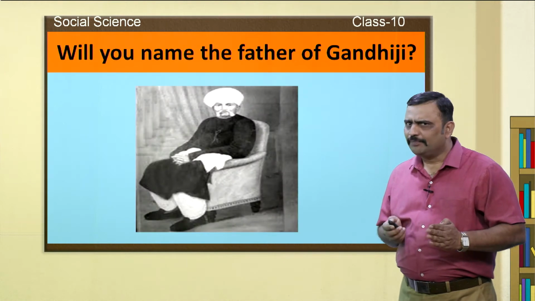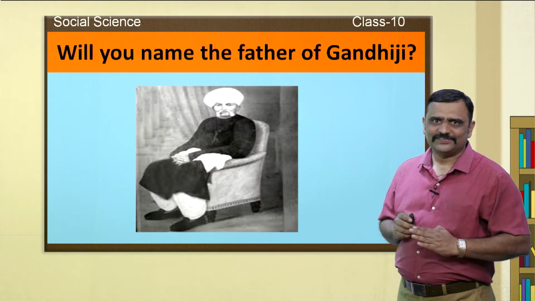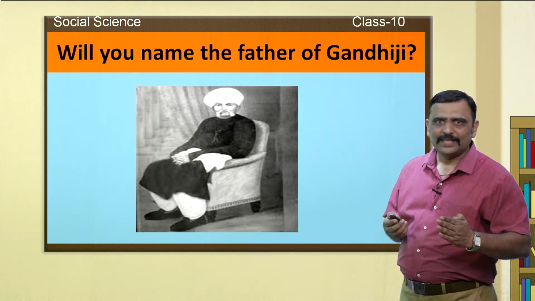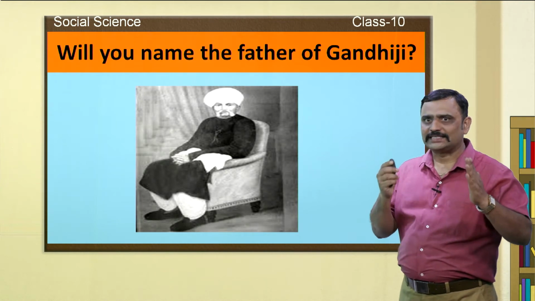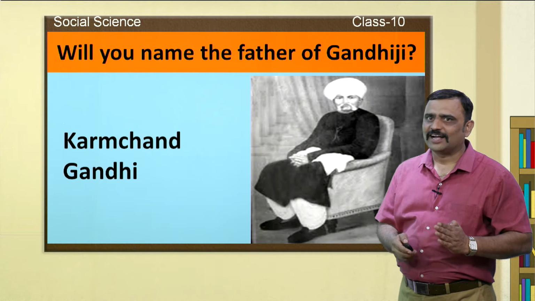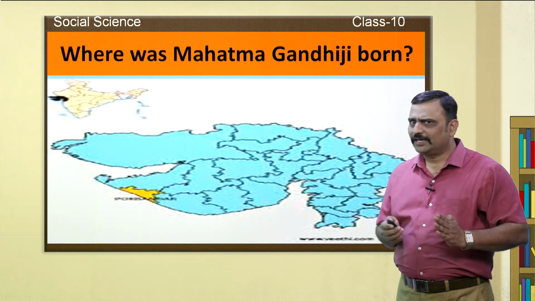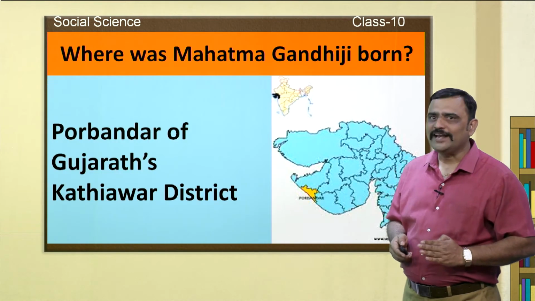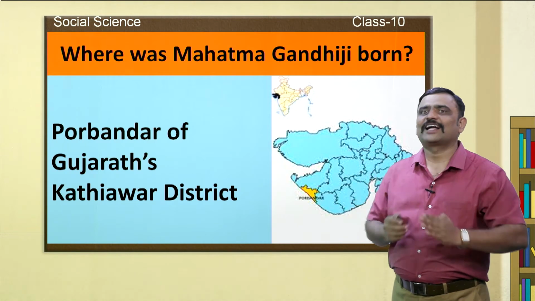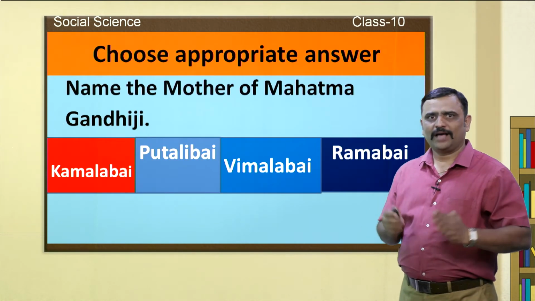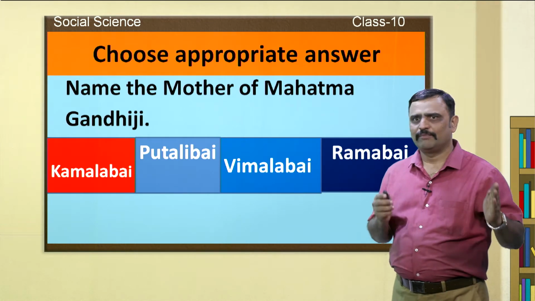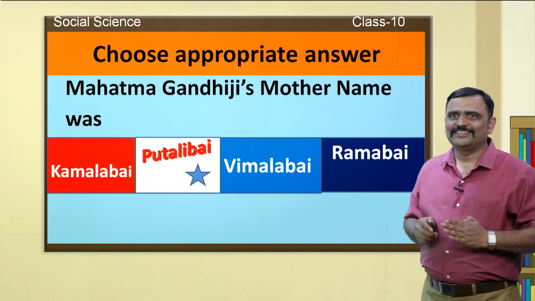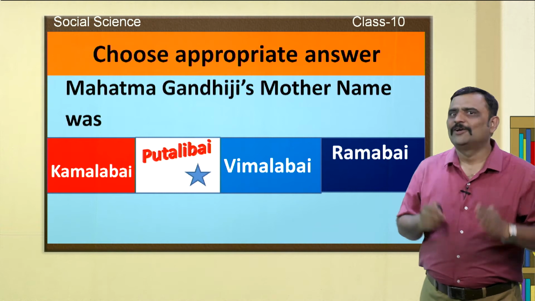Next, will you name the father of Mahatma Gandhi ji? Just see the picture and name. Yes, dear students, you are exactly right. He is Karamchand Gandhi. Will you guess where Mahatma Gandhi ji was born? He was born in Porbandar of Gujarat's Kathiawar district. Choose the appropriate answer. Name the mother of Mahatma Gandhi ji. Can you guess, dear students? Yes, dear children, Mahatma Gandhi ji's mother's name was Putlibai.